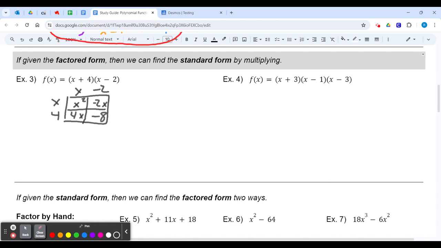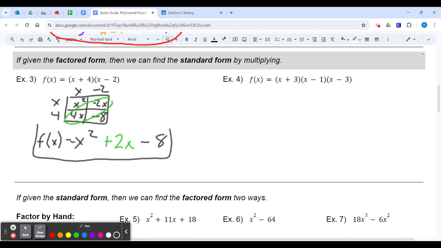I add up all these terms outside of the box here, and I get x squared. Looks like I have some like terms to combine with the 4x and the minus 2x, so I'm going to say that's plus 2x and minus 8. So just going to throw that function notation out in front of it to confirm. And again, we could always graph this if we need to in order to say, hey, does the top one match the bottom one? If we've done it correctly, it should work.